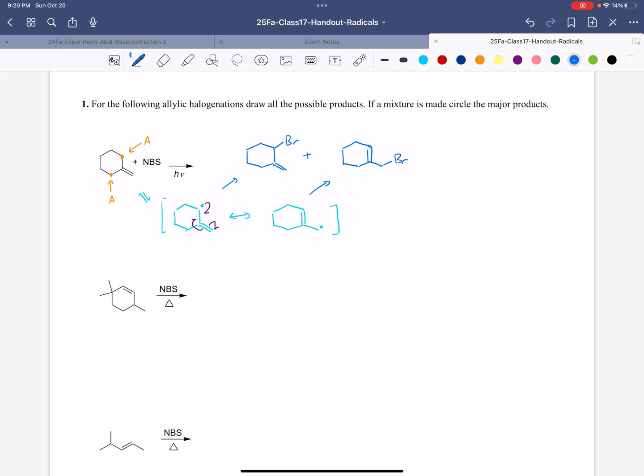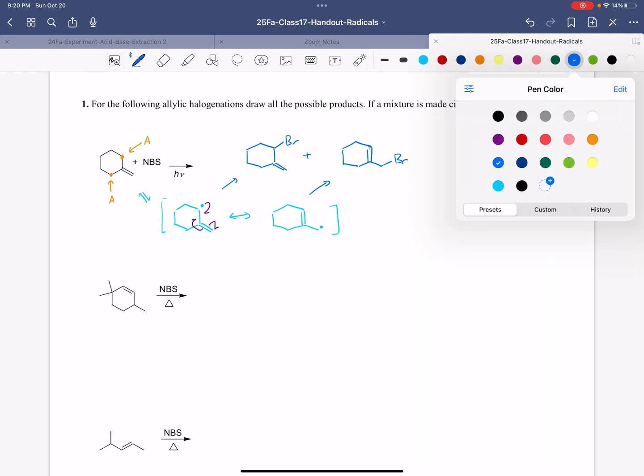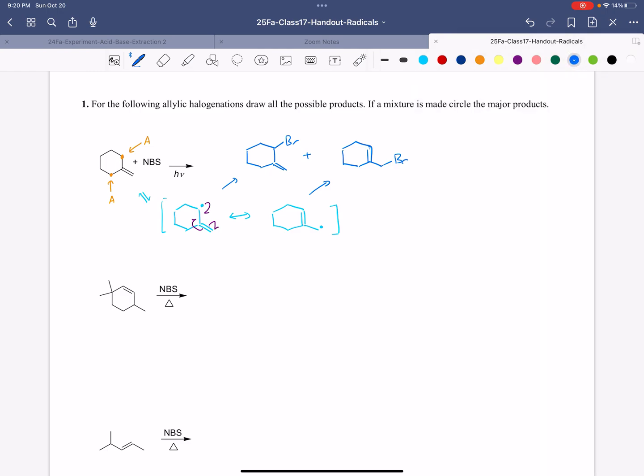Okay, they're not identical, that's for sure. And this is the tri-substituted alkene, and the one on the left is di-substituted. Just a note, both are allylic bromides, right? Allylic.